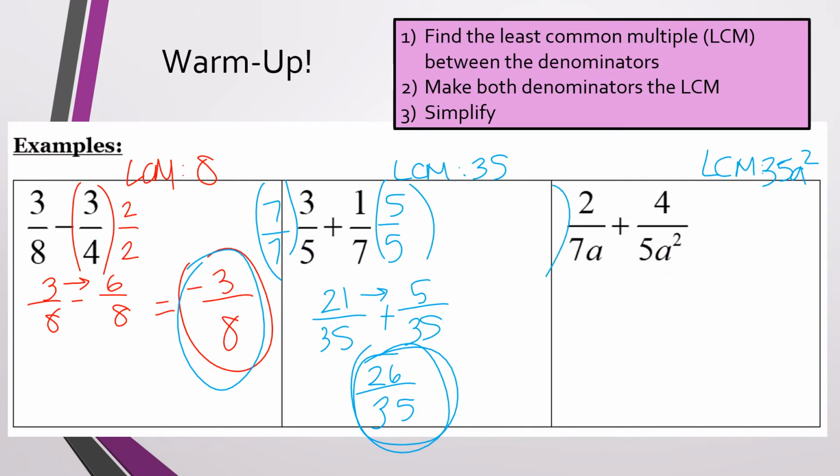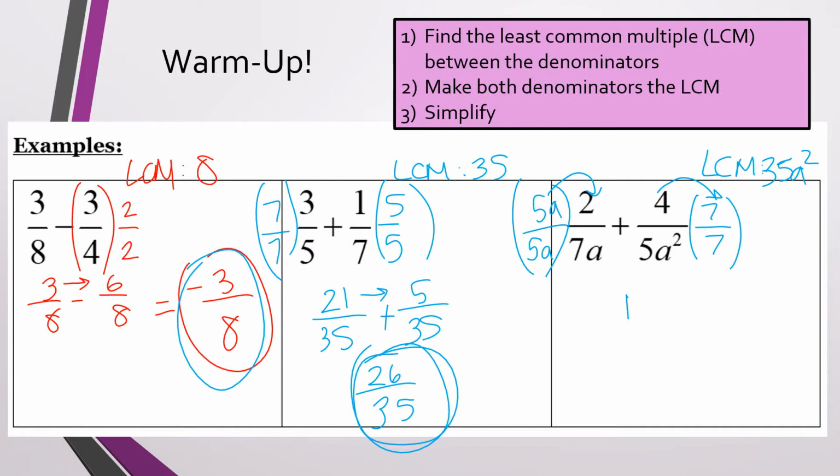So I need to multiply the first one from 7 to 35, that's 5. From a to a squared, I need to multiply by a. So I'm going to multiply by 5a on the top and the bottom. I already have a squared in the second portion, but I need to get to 35, so I'm going to have to multiply the top and the bottom by 7. You need to distribute, so make sure that you do that.